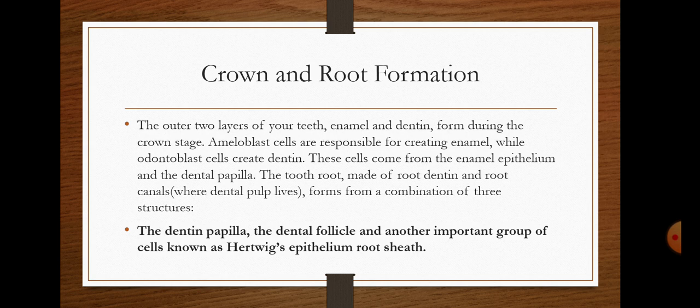Crown and root formation. The outer two layers of your teeth, enamel and dentin, form during the crown stage. Ameloblast cells are responsible for creating enamel, while odontoblast cells create dentin. These cells come from the dental epithelium and the dental papilla. The tooth root, made up of root dentin and root canals, forms from a combination of three structures: the dental papilla, the dental follicle, and another important group of cells known as Hertwig's epithelial root sheath.